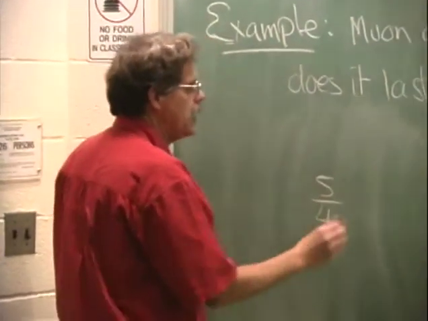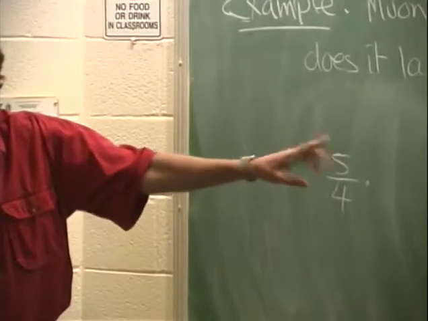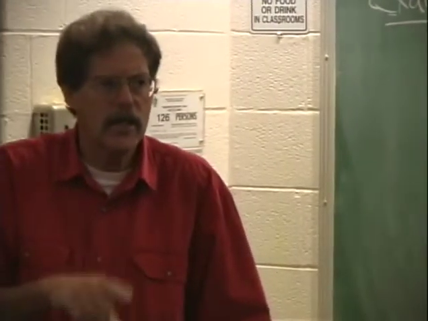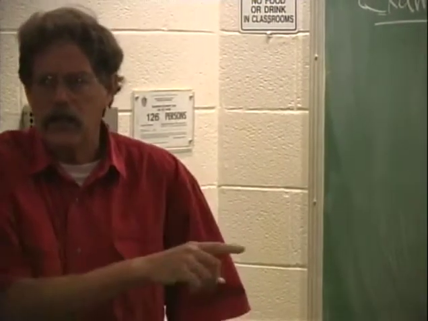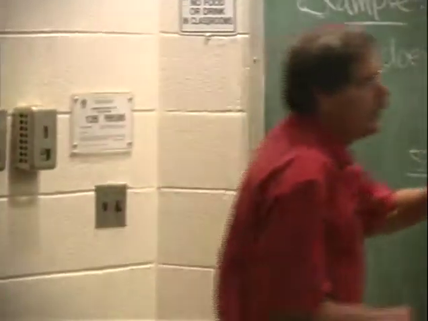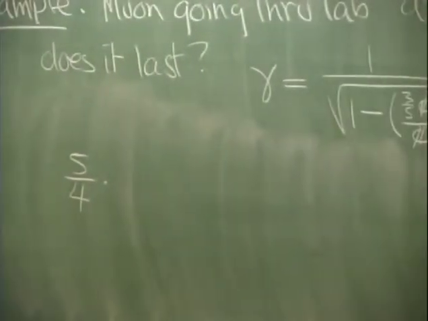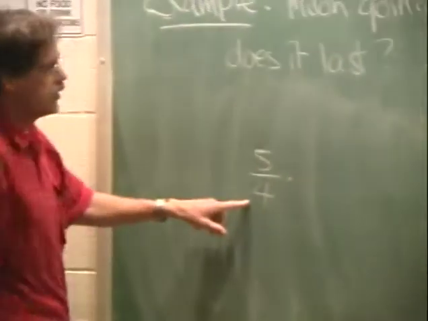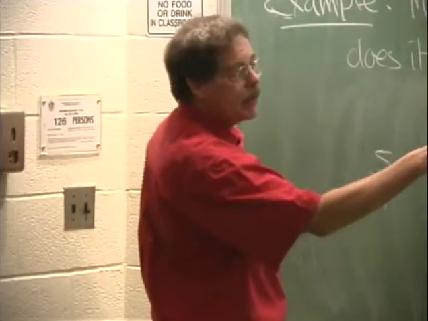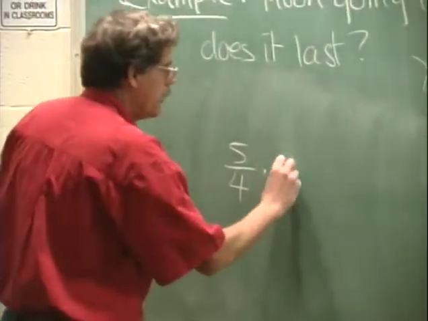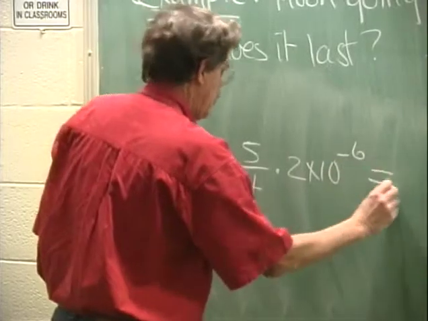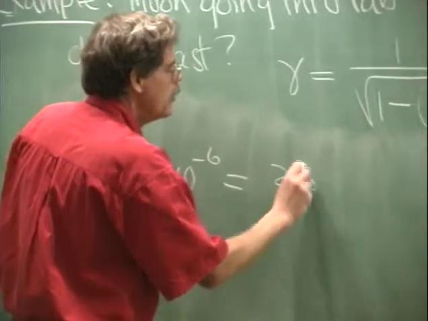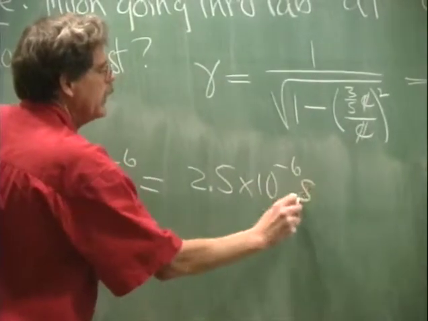5/4, gamma, times, by the way, bigger than 1, right? It's supposed to be. If you're ever doing a calculation like this and you get a gamma that's less than 1, scan it for that, because that means you made a mistake. Most likely, you forgot that gamma is 1 over the square root. It's not just the square root. Very common error to make. So 5/4, a number bigger than 1, times the time it would have lasted in its own reference frame, the 2 times 10 to the minus 6, is, let's say, 2 goes into 4, 2, 5 halves is 2.5. So 2.5 times 10 to the minus 6 seconds.